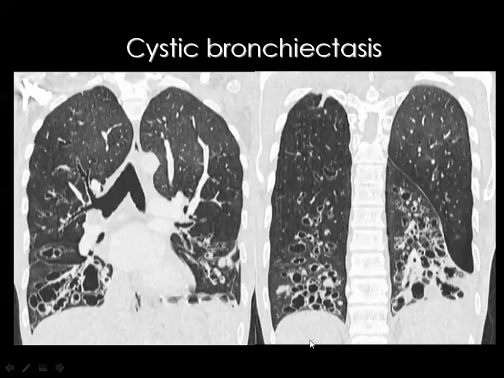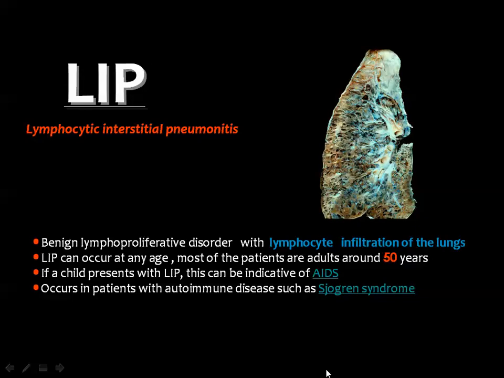The coronal reformatted images are of valuable help in the diagnosis of cystic bronchiectasis to see the distribution along the bronchial tree. Then the last one in this category is lymphocytic interstitial pneumonia, which means a benign proliferative disorder with lymphocyte infiltration of the lung. And classically, this disease is seen in adults in the age around 50 years. And if the disease is seen in the children, this is an indication that the child is HIV positive.